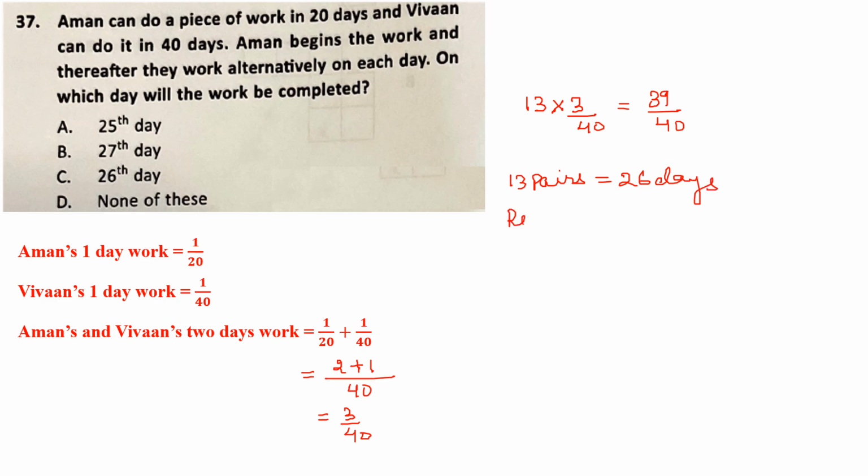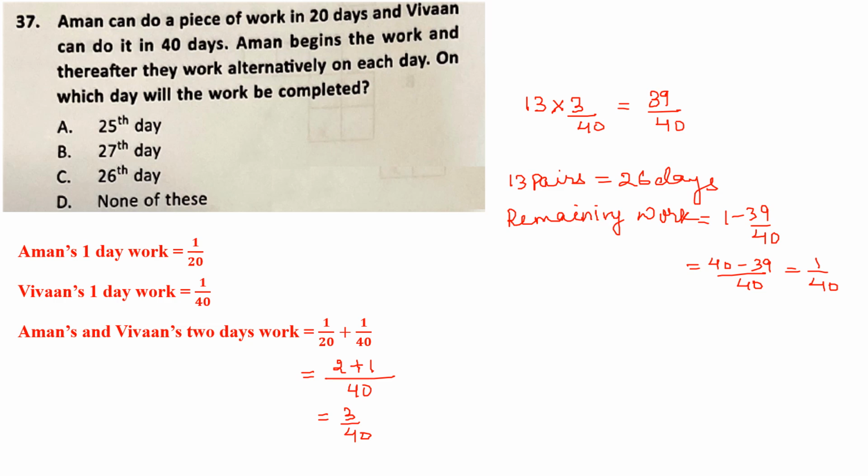Now still some part is left. So remaining work is 1 minus 39 by 40. It means 1 by 40 part of the work is still left. Now they already worked for 13 pairs, meaning 26 days. It means on the 27th day Aman will do the work.